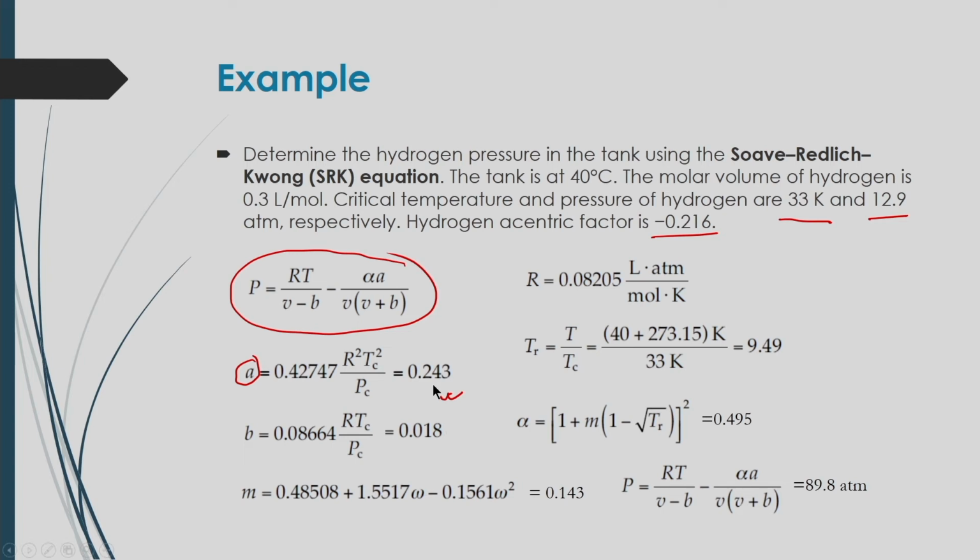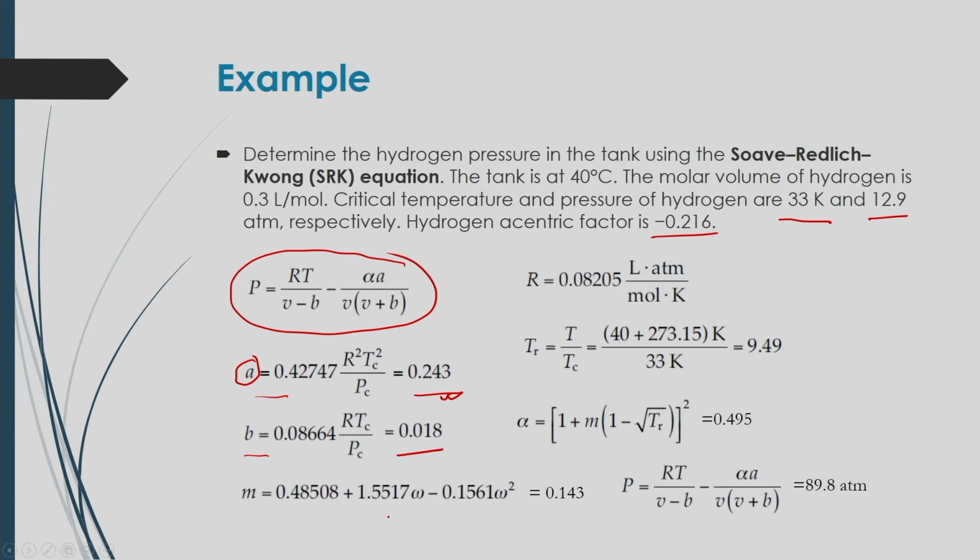In this case, since the value of A depends on critical temperature and pressure, the critical temperature and pressure of hydrogen are given to you. So finally you can calculate what the A value should be. Similarly, for the B value, if you substitute the Tc and Pc, you will get the value 0.018.